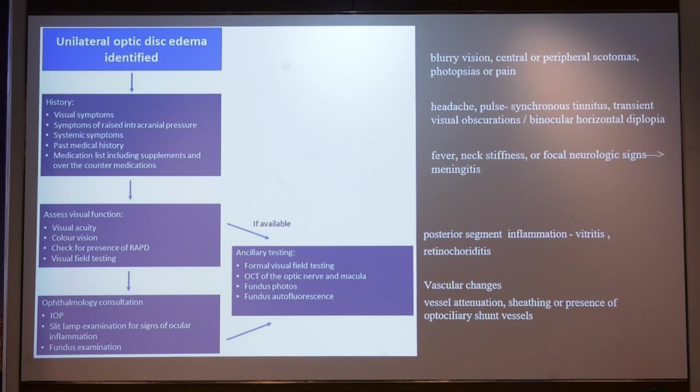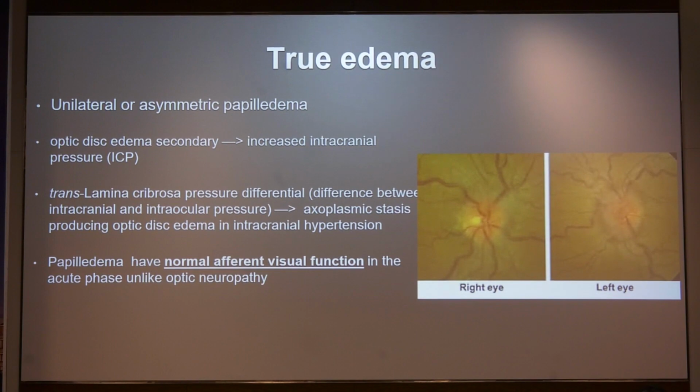In the posterior segment, do look for signs of vitritis or retinochoroiditis if there is, and associated vascular changes if there is, where there is vessel attenuation, sheathing of vessels, or presence of any optociliary shunts. And then you can go for the formal visual field testing, look for OCT findings, fundus photos, and autofluorescence for confirming the diagnosis. So most commonly, we have this true disc edema, which is there.